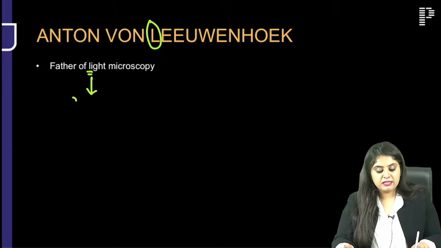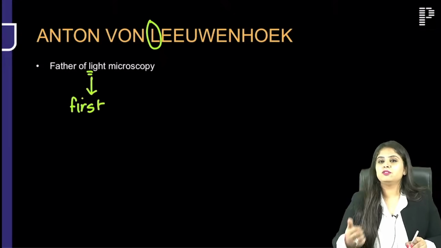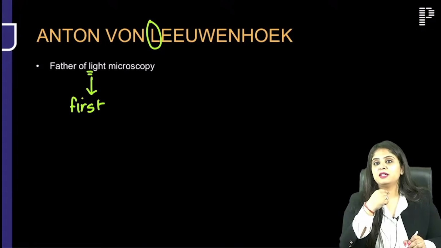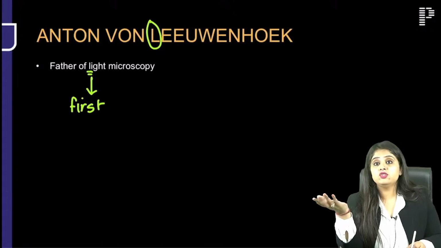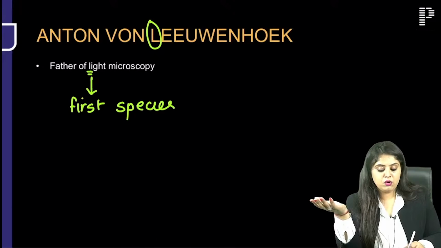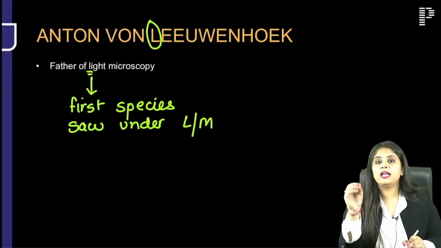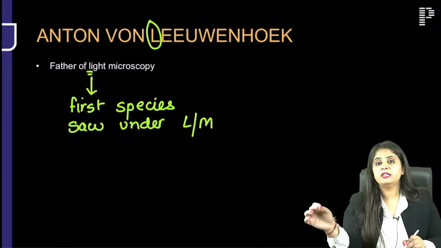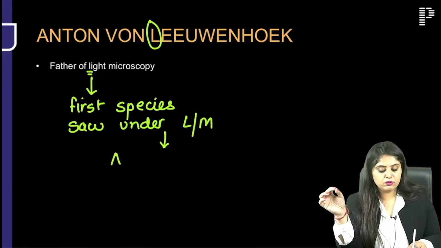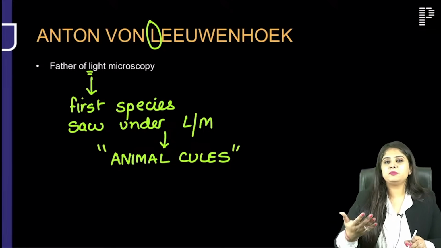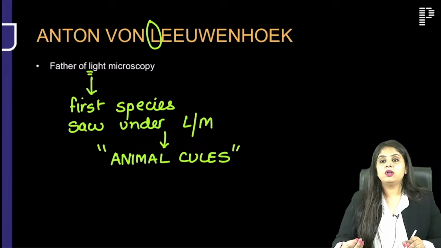Please remember, you must be thinking that there must have been a first thing that he saw under the microscope. The first creature or species that he saw under the microscope, and we write it as LM. From today, for the next 7-8 months, I write LM to mean light microscopy. The first thing that he saw under the microscope, he called animalcules. He gave them a name. The first species of anything that he saw, he called animalcules.